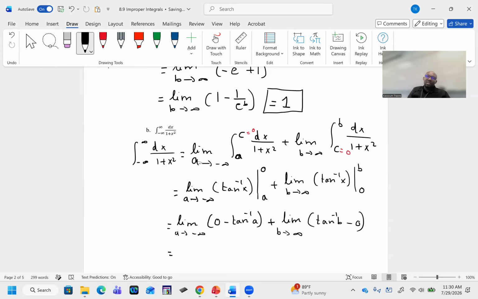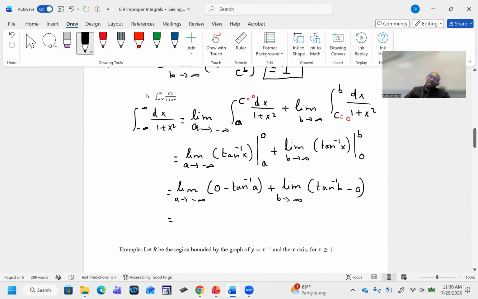So evaluate the limit. You can see tangent inverse of negative infinity is pi over 2, plus pi over 2, since tangent inverse of infinity also is pi over 2. So this limit will be pi over 2 plus pi over 2, which is pi.